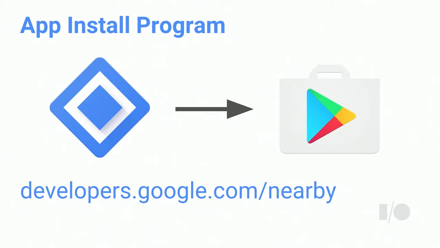OK, so if you want to experiment with the app install feature prior to being whitelisted, or you just want to try out an attachment before making it public, there's a way to mark the attachment as debug. Then once Nearby rolls out, it'll show up on phones that are in developer mode, but not the general population. And this is the important part. If you'd like to apply to be whitelisted for the app install program, there's a sign-up form, again, at developers.google.com/nearby.